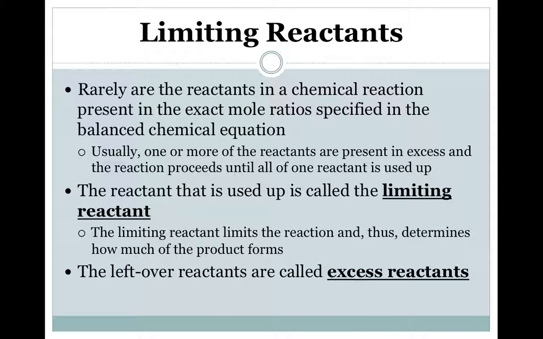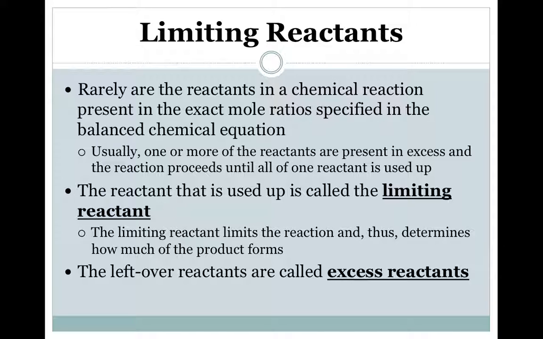So the first concept is that rarely are reactants in a chemical reaction present in the exact mole ratio specified in the balanced equation. So what that means is usually you don't have the exact amount of ingredients, let's say. For example, when you're baking cookies or a cake, usually you're measuring out the ingredients you need, but you definitely have leftover flour, leftover sugar. So usually that's what happens during a chemical reaction. You're not going to have the things in exact ratios.